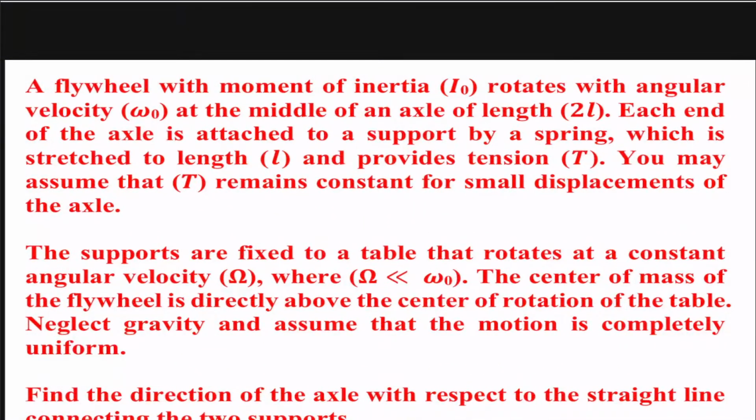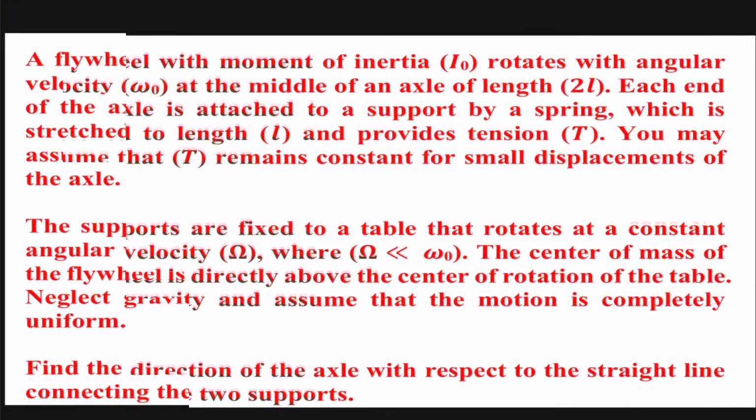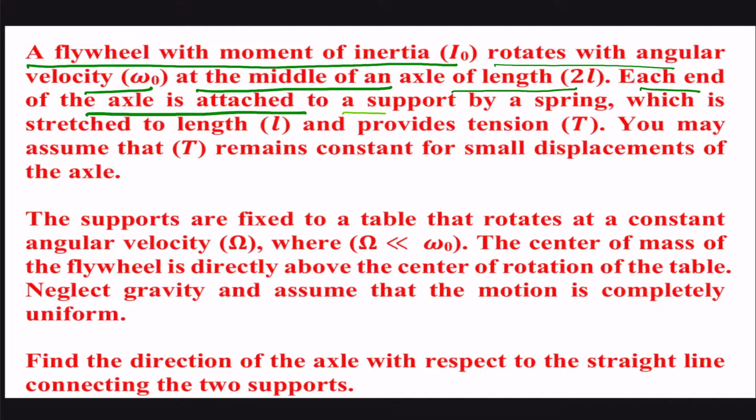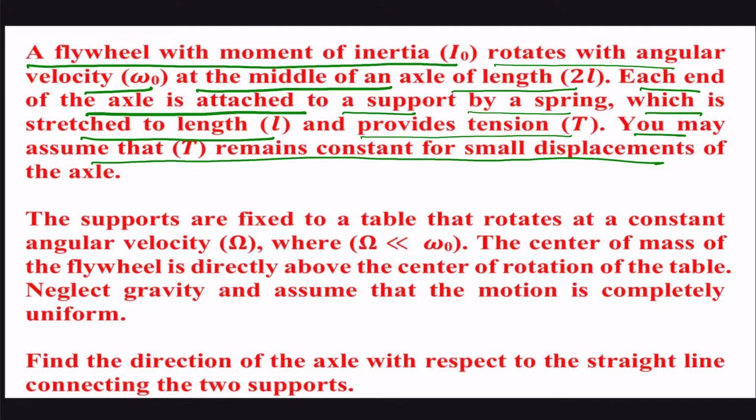And it states that a flywheel with a moment of inertia I naught rotates with angular velocity omega naught at the middle of an axis of length 2L. Each end of the axis is attached to a support by a spring, which is stretched to a length L and provides tension T. You may assume that T remains constant for small displacement of the axle.